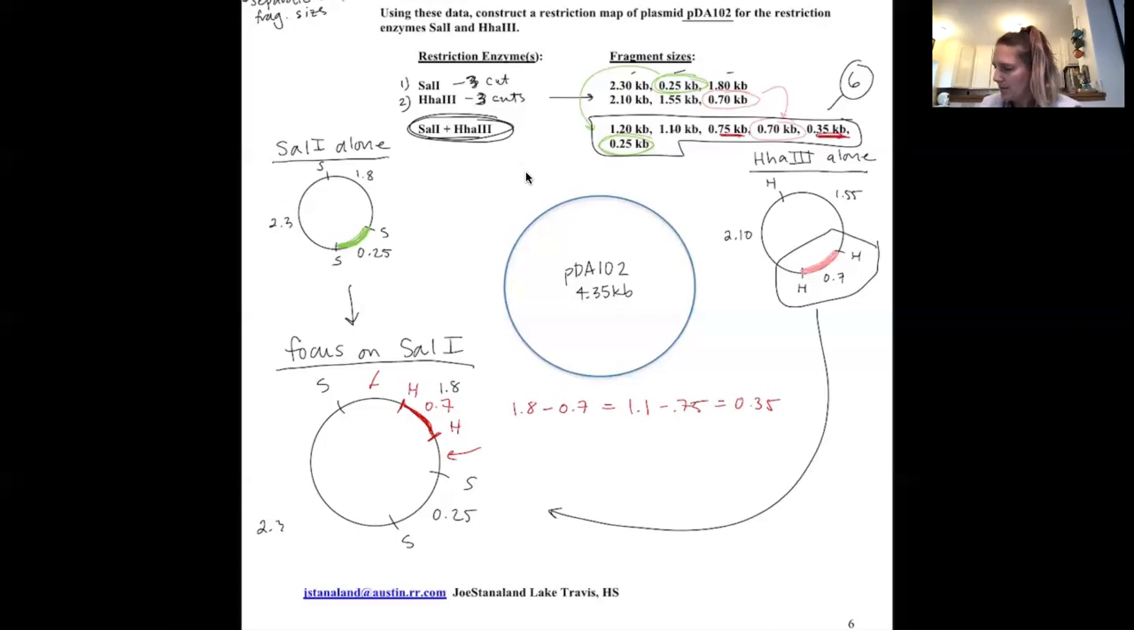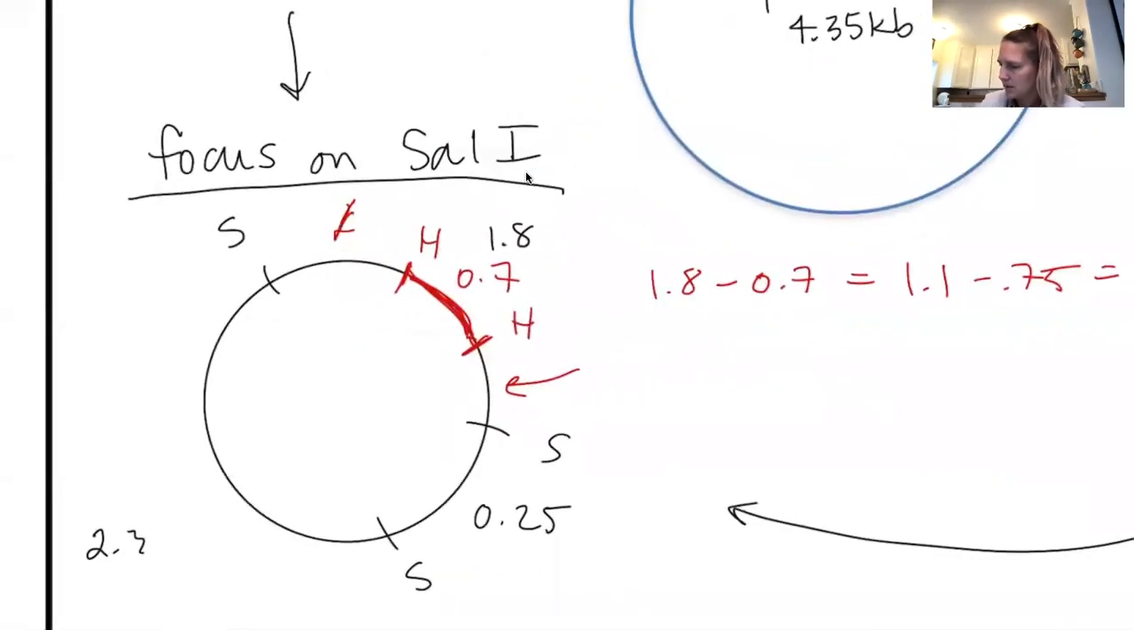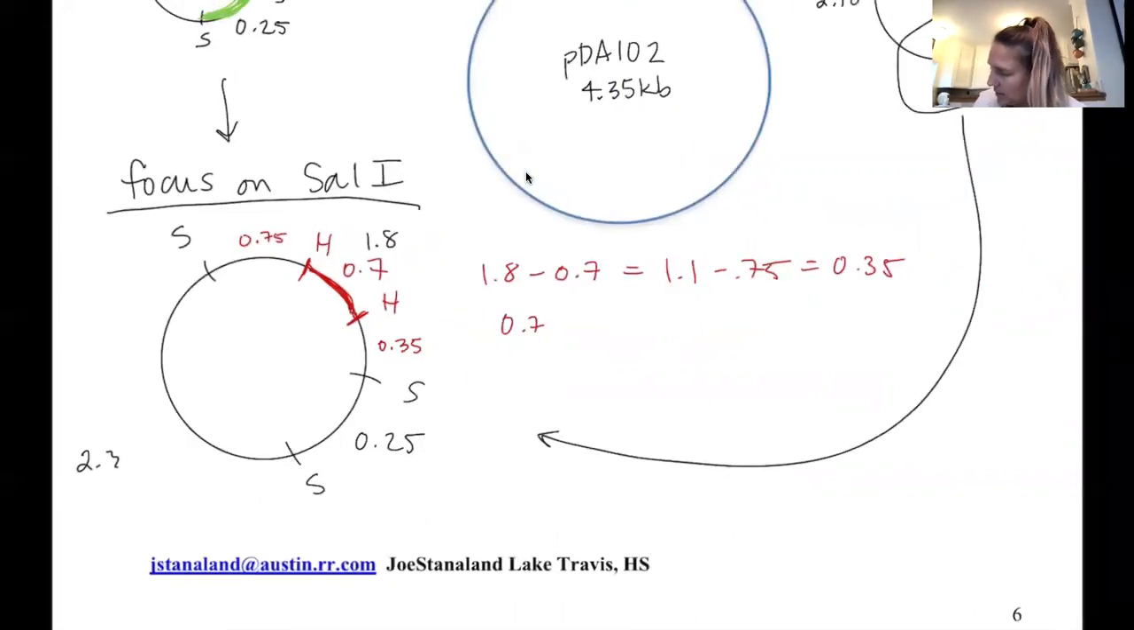So what that means up here is that if we put our 0.7 there and we have this 0.8, one of these could be 0.75 and one of these could be 0.35. So let's add those up. So we have 0.7 plus 0.75 plus 0.35, and I'm hoping that will add up to 1.8. And that does add up to our 1.8 KB. So that makes sense on that side.